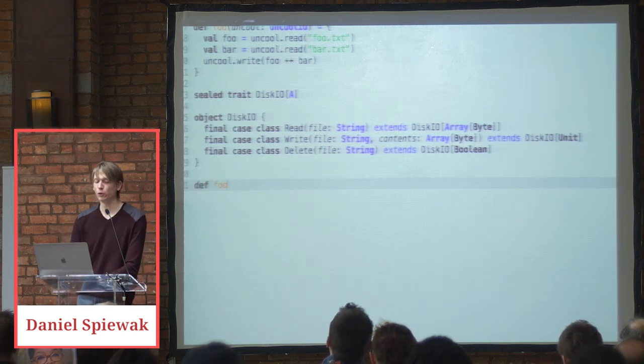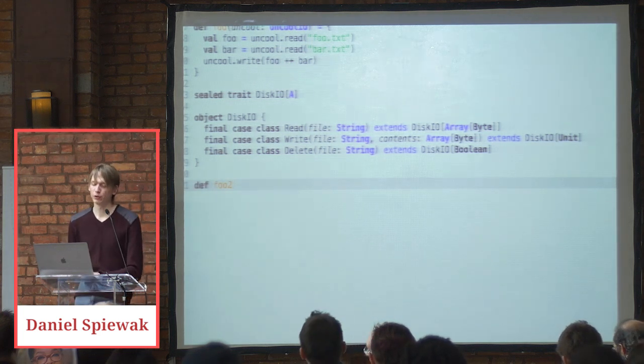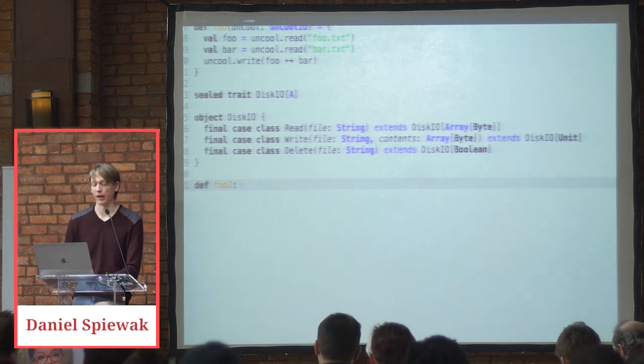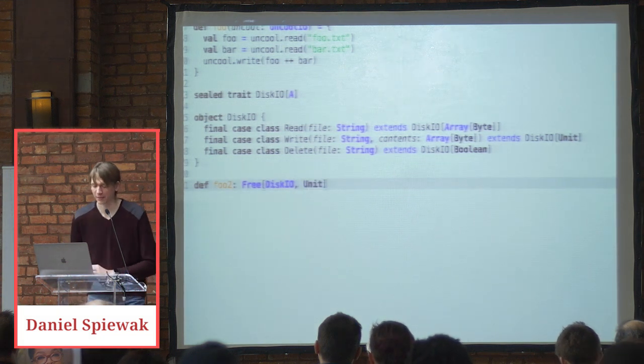So foo2 is going to produce a program of type Free of DiskIO of A. Free of DiskIO of Unit, actually, is what we're going to produce.